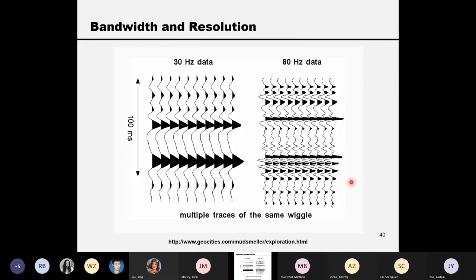If we want to interpret thin layers, one of the objectives for seismic analysis is to improve the bandwidth, improve the frequency, which means improve the resolution. So that you can identify the subtle changes of the subsurface or thin layers, right? That's the process.